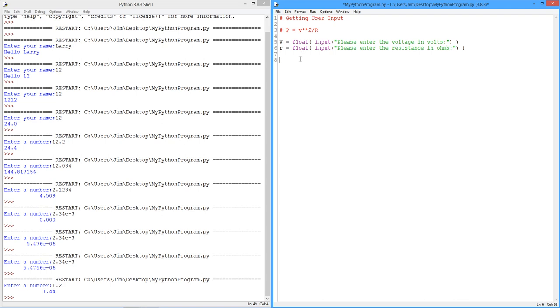All right, so now I have those two values, and we can do the computation. So P is going to equal V squared divided by R. And we're going to print that out, and I'm just going to do it straight up without any formatting first. Do a little line skip here.